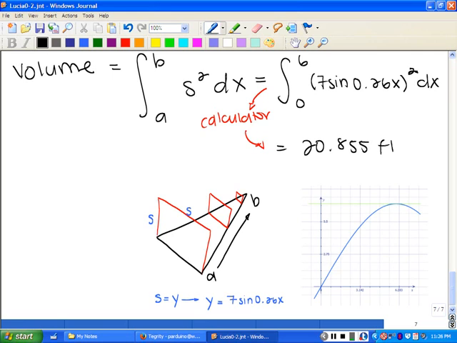20.855 feet cubed. This cube is very important because it comes from the dimensions that we had before, which were in feet, and then the squaring process. So lastly, I just like to take note that you should always leave 3 decimal places of accuracy, which then leads to a more accurate response.